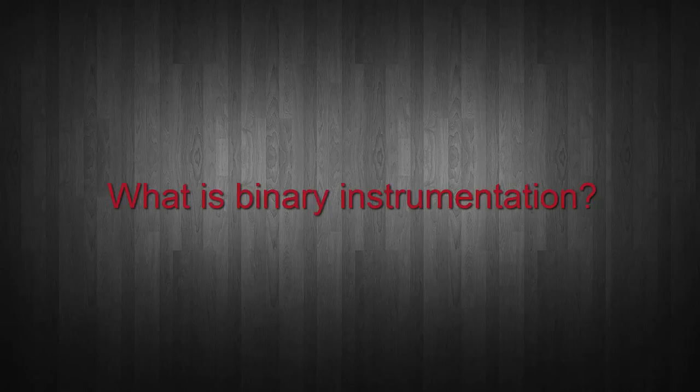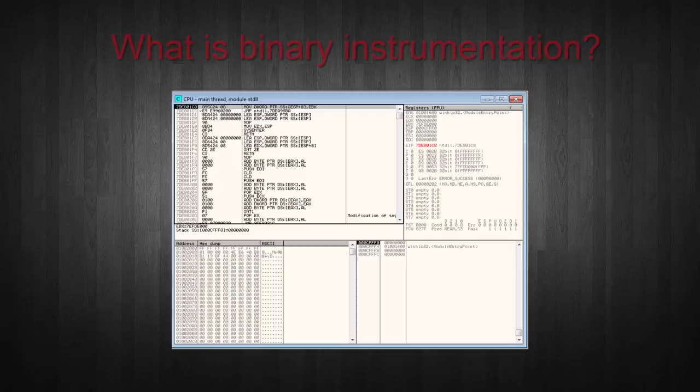So what is binary instrumentation? Binary instrumentation is essentially a method to get more information about an executable at runtime. For example, it will give you information on the instructions that have been executed, how many instructions were executed at a given point in time. It also allows you to edit or manipulate code at runtime.